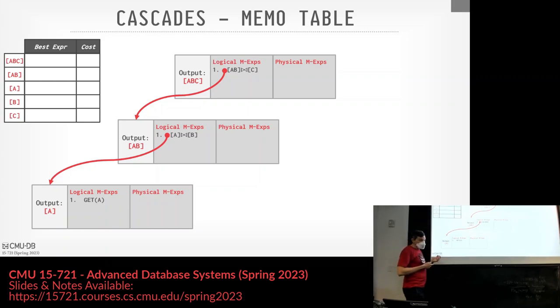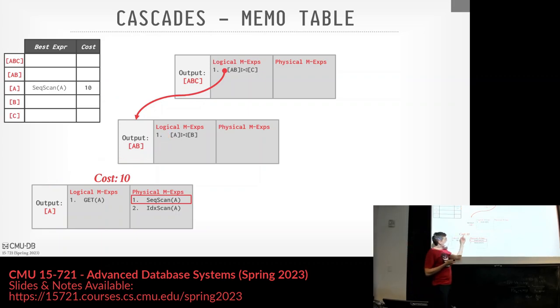So then we can apply transformation rules that convert this into physical multi-expressions. So sequential scan on A or an index scan on A. So let's just say for this example, for whatever reason, the sequential scan is the cheaper one. It has a cost of 10. So we update now our memo table and say, OK, for the group that produces the output of A, the best physical expression we've seen so far is sequential scan on A, and has this cost.